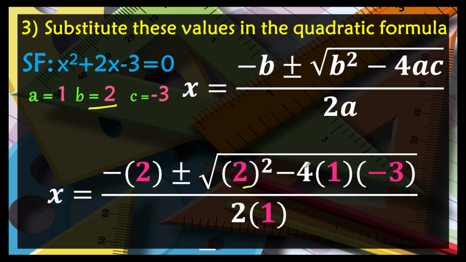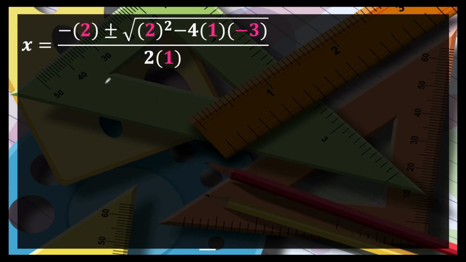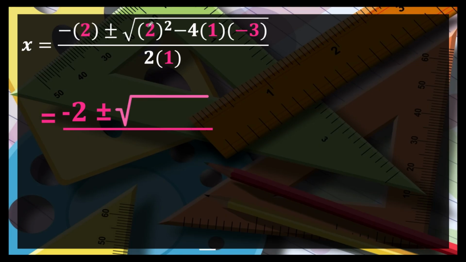Now, after replacing all the values of A, B, and C, we solve. Again, everything that is not being solved, just copy. Bring down x, and then solve. Negative times positive 2 is negative 2. Copy plus minus, copy the square root. 2 squared is 4. And these three, since that is multiplication, you can multiply them directly. So, negative 4 times 1 is negative 4, and then multiply that right away by negative 3.